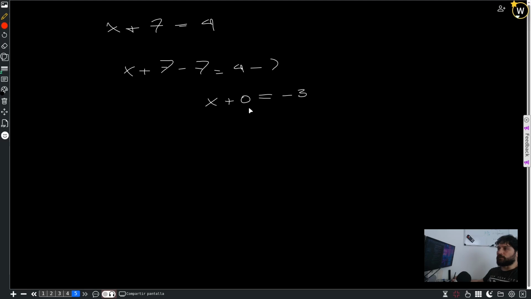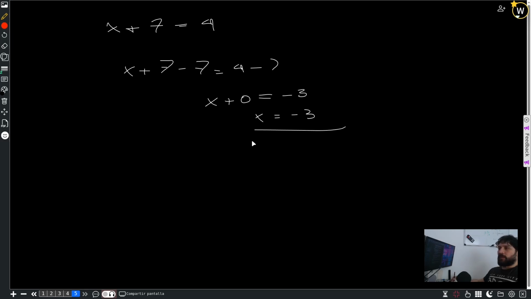Knowing these simple properties is enough for us to solve simple equations. For example, let's put something like x plus 7 equals 4. We could use the same approach by subtracting 7 from both sides, minus 7, 4 minus 7, and we would get x plus 0 is equal to minus 3. So x is minus 3. If we plug that in, we can see that we get the same result.